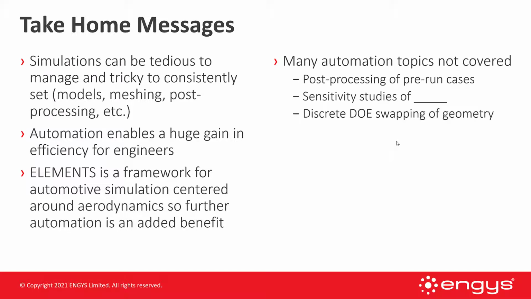There are many automation topics that were not covered within this short 20-minute discussion. There's post-processing of pre-run cases, there's sensitivity studies of things like yaw angle, ride heights, turbulence models. We could also do a sensitivity study of meshing, or we could do a sensitivity study on averaging time or transient time steps, something like that. You can also do discrete design of experiments, swapping of geometry if you wanted to.